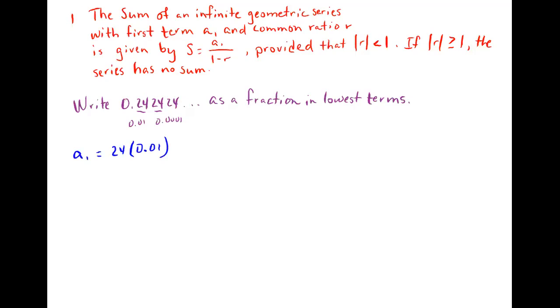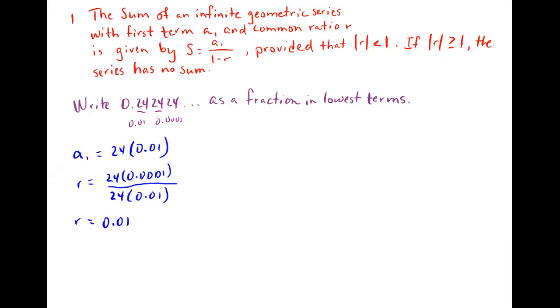and we know that our ratio is consecutive terms where the succeeding term is divided by the preceding term, and I'll give an example here. So r is equal to 24 ten-thousandths divided by 24 hundredths. Well, when we simplify that, we can see that it has a ratio of 0.01. So we know that our r is equal to 0.01.